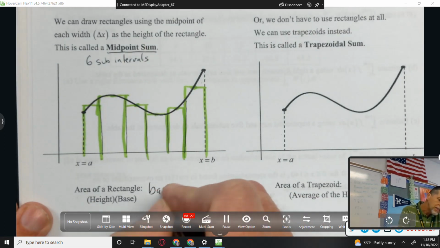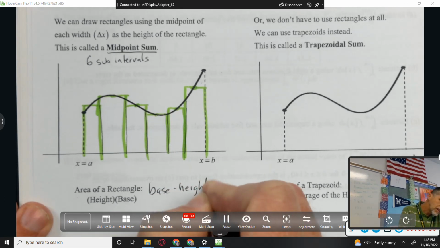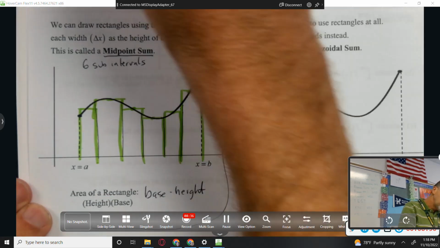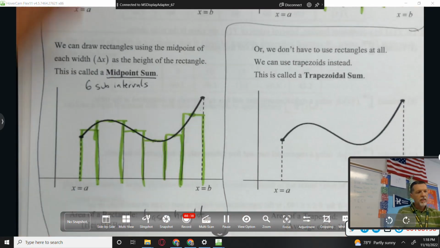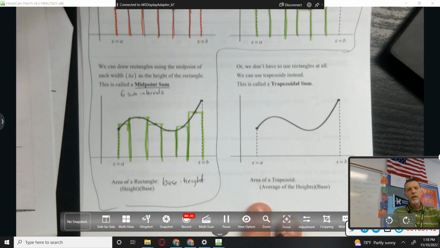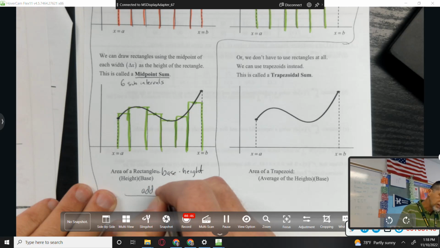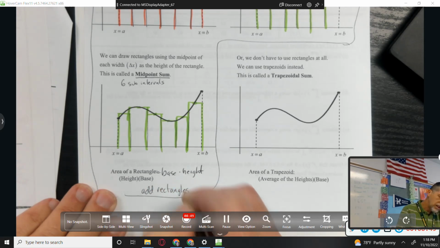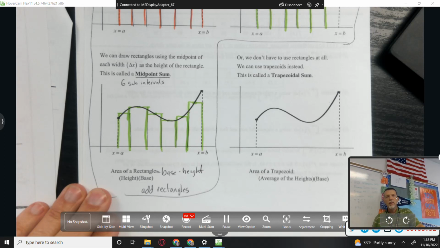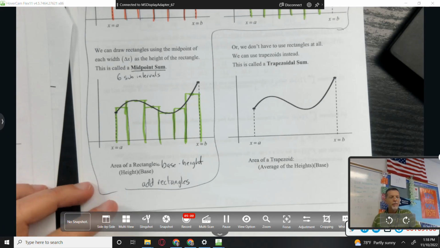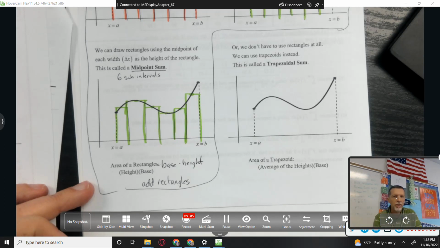Area of a rectangle is base times height. For those 3 methods, all you do is base times height and add the rectangles. If you try to simplify and get a formula, you can, but it's not worth it. It's just base times height plus base times height plus base times height, however many times you need to.